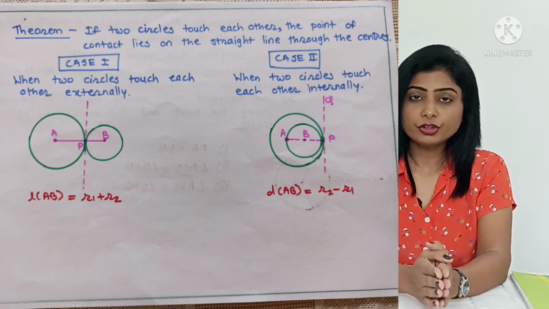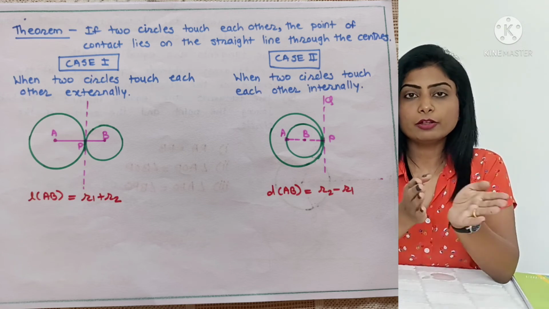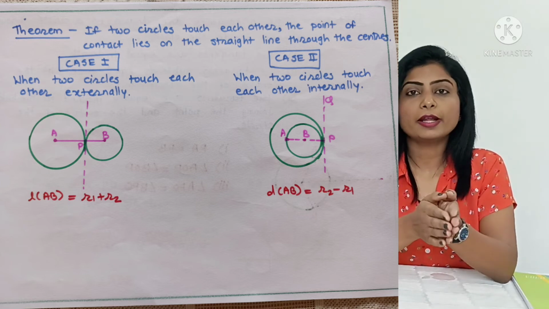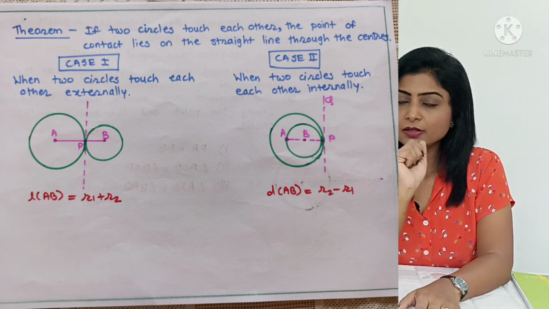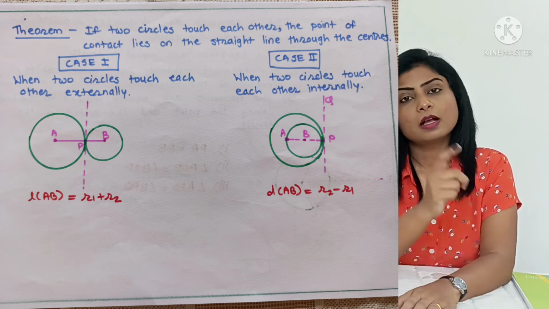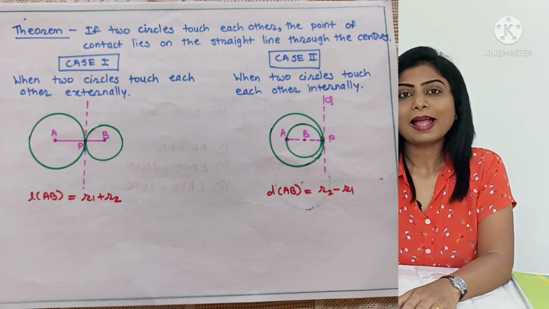So the next theorem is, if the circles touch each other, the point of contact lies on the straight line joining the centers of these two circles. So there are two cases: if the circles are touching internally and externally.